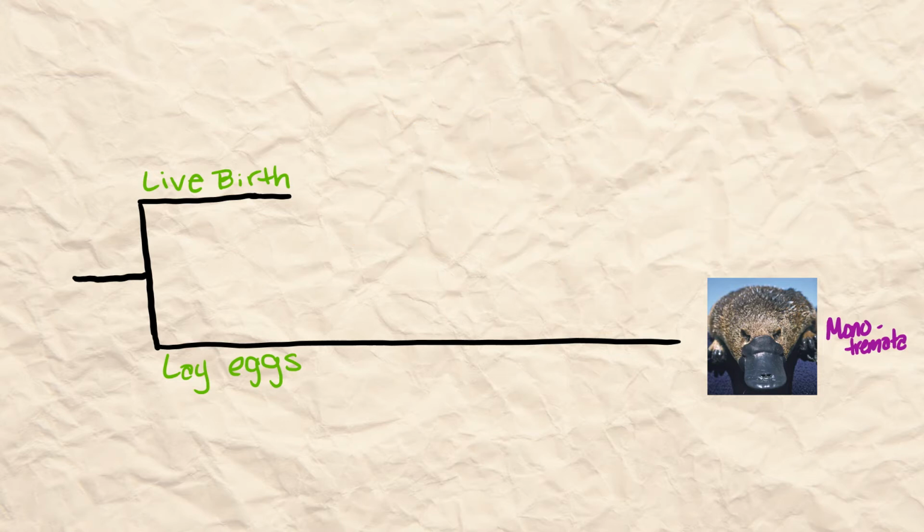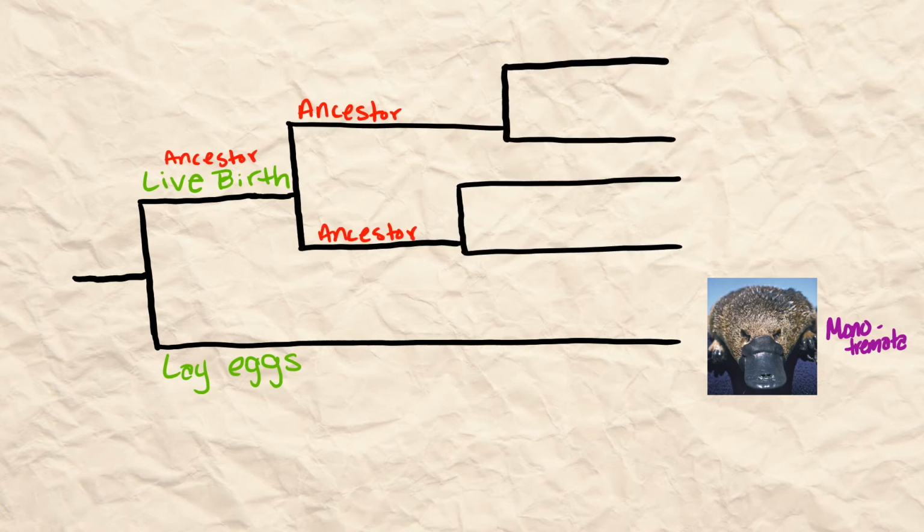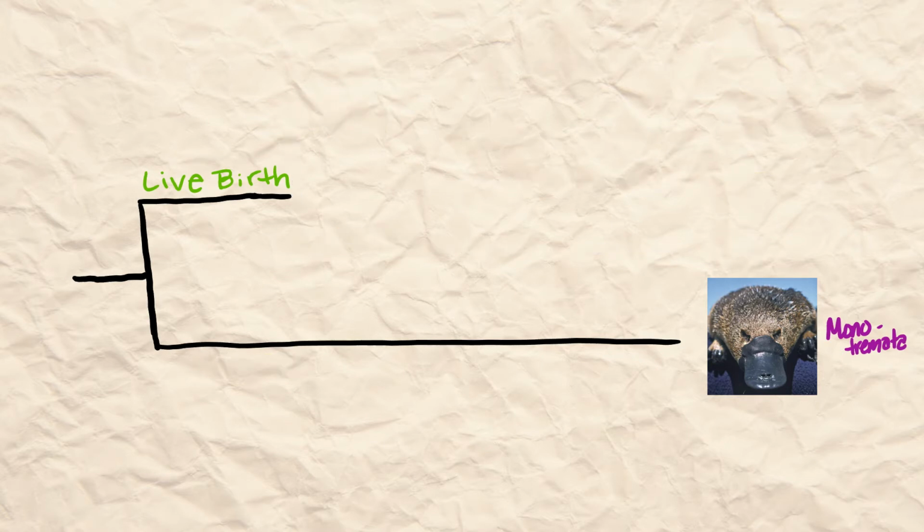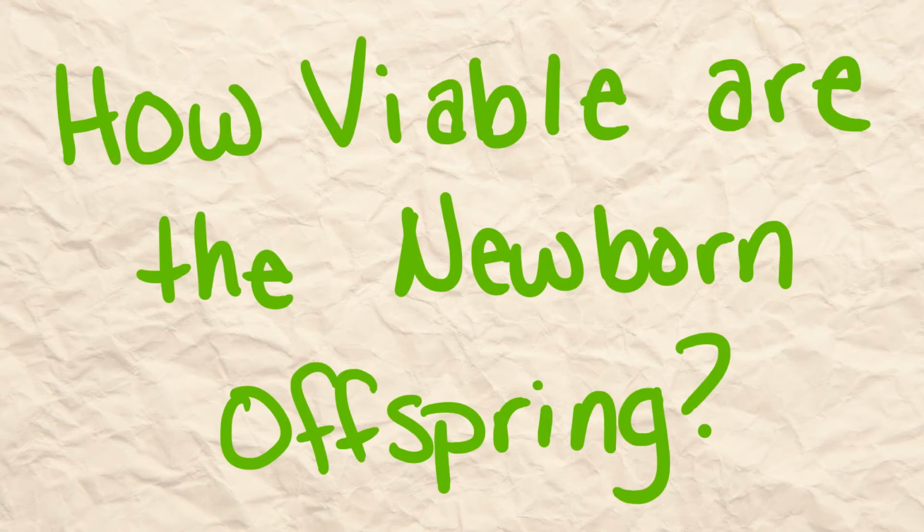Now, as for mammals that give live birth, there are a couple ways that mammals have evolved to do this. This is an example of cladogenesis, where our tree will begin to branch off into several clades, each sharing a common ancestor before evolving into something new. For the clade of mammals that exhibit live birth, we ask the question, how viable are the newborn offspring?